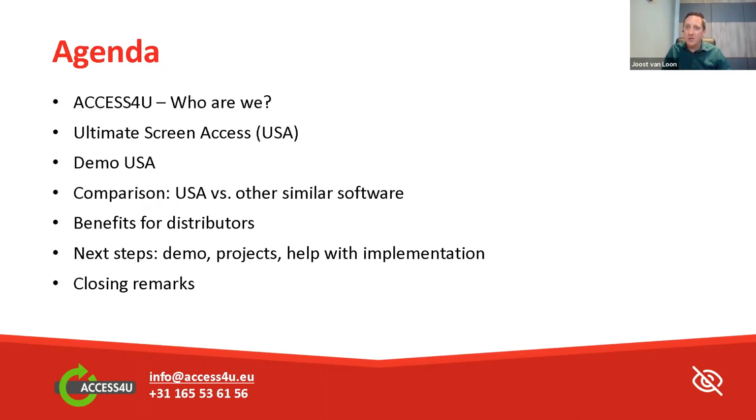First we're going to start to elaborate about Access for You, what kind of company it is. Then we dive into USA. So why do we develop USA, what kind of program it is, and about the unique selling points, of course, also limitations. We want to talk about products we did with USA, and give you information how you can use USA yourself as a supplier or as a customer, and how we can help you with that.